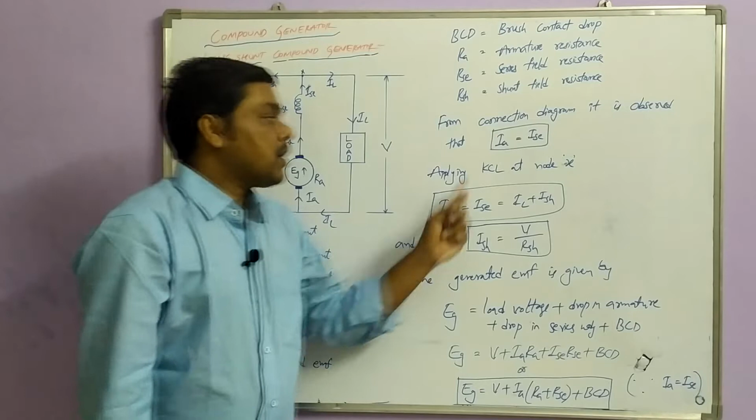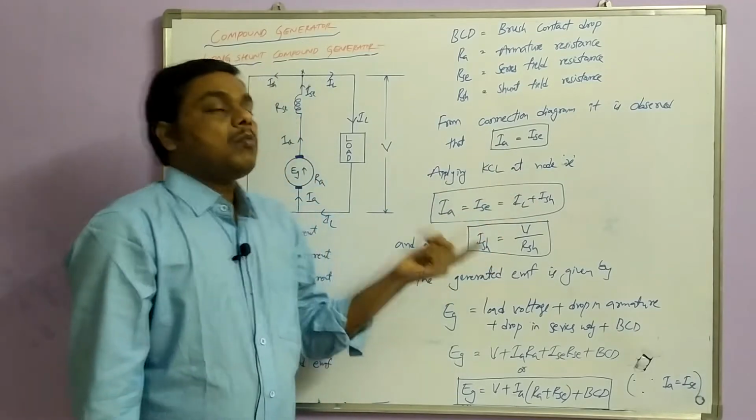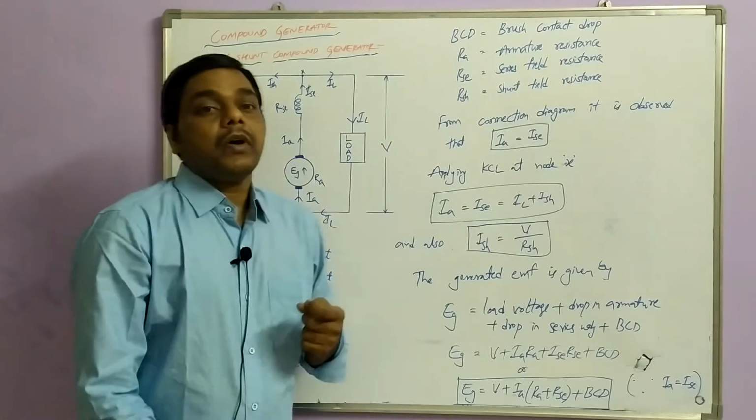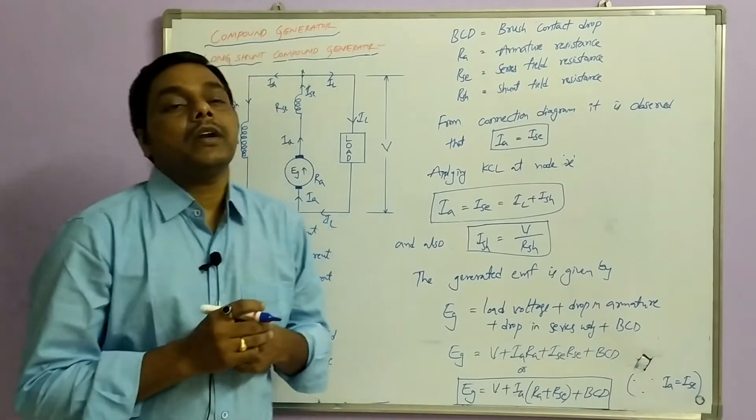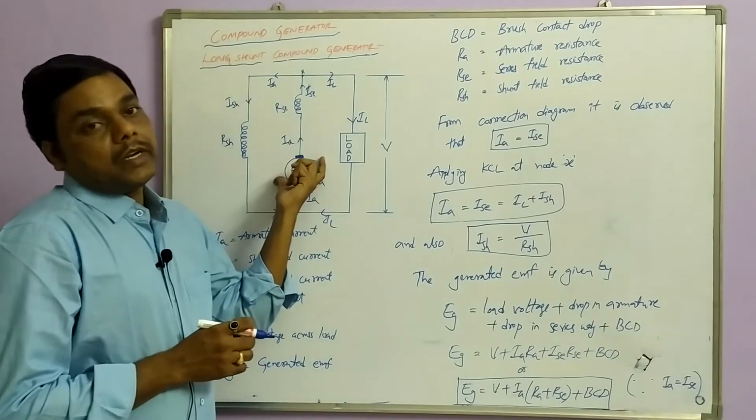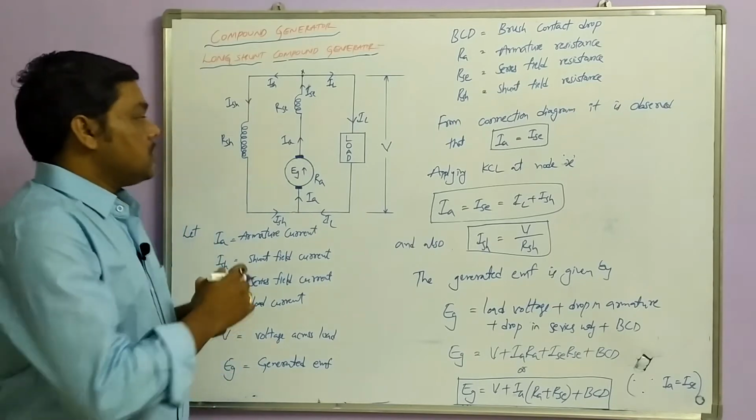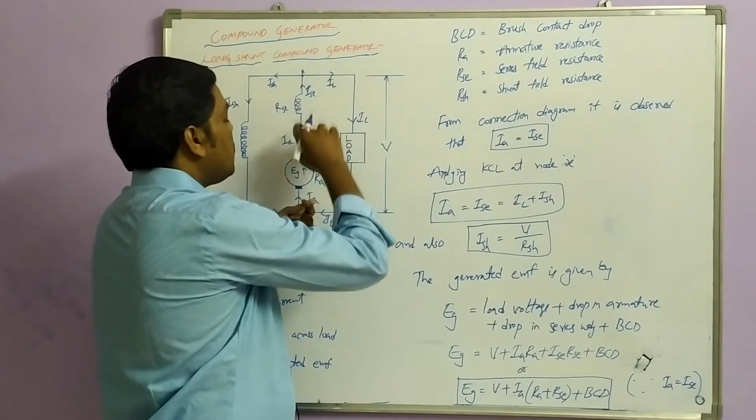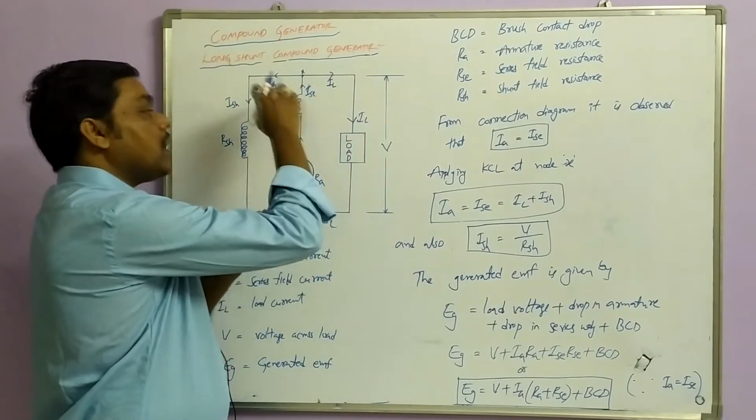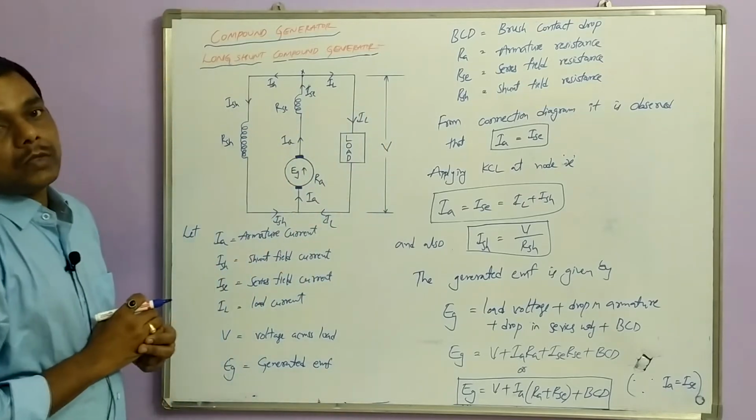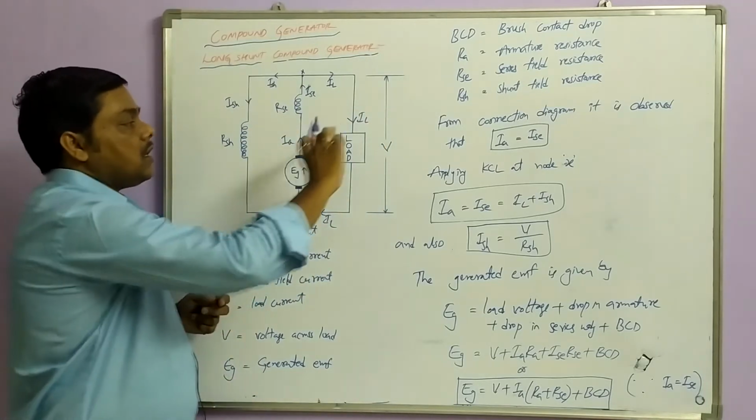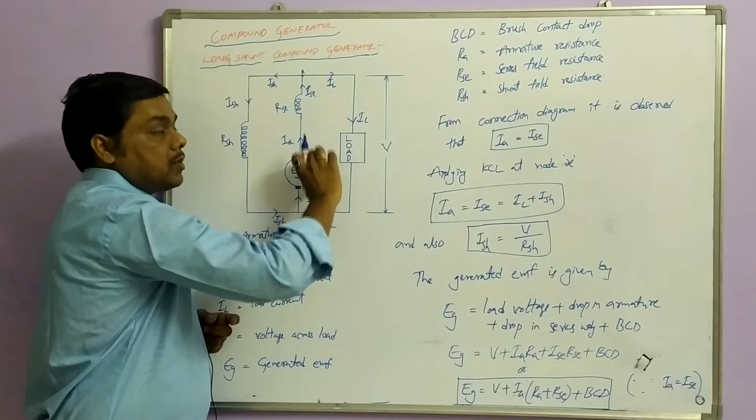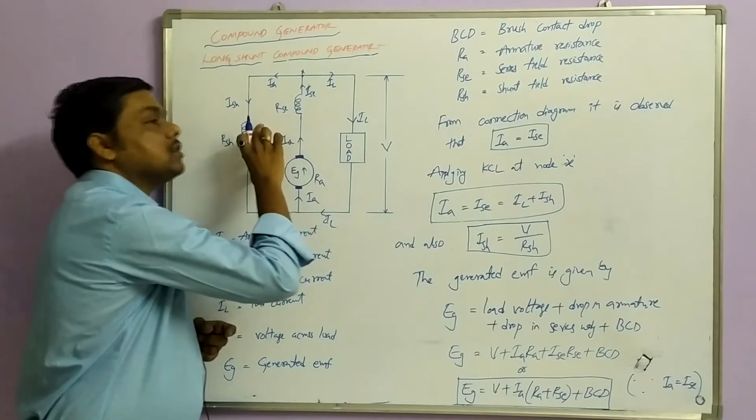Now the current relations are given, but what about the shunt current? The shunt current is a small value of current which induces the EMF in the generator armature conductors. You can observe from the connection diagram that this shunt winding is connected in parallel to the armature and series winding and also the load terminals. So the same load voltage will be available across the armature and series winding, and also across the shunt winding.